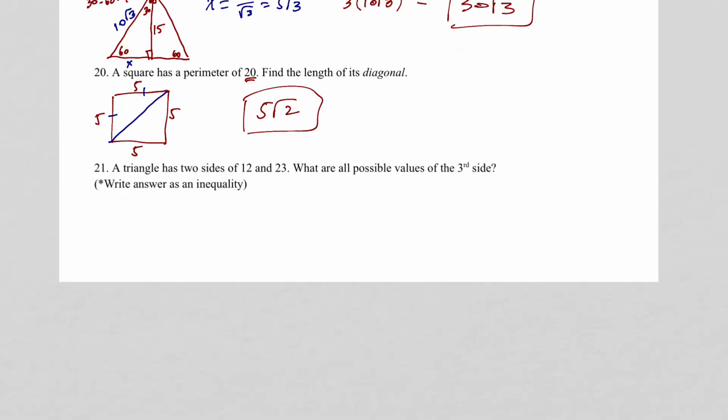When you're finding the sides, the smallest it could be is the difference of these. So 23 minus 12 would be the smallest, so the side is going to be greater than that. And the biggest it could be is 23 plus 12. So when you simplify this, you get it's between 11 and 35.